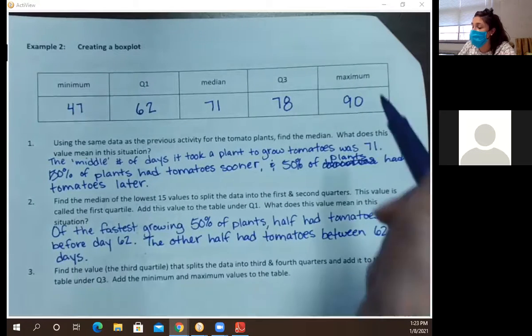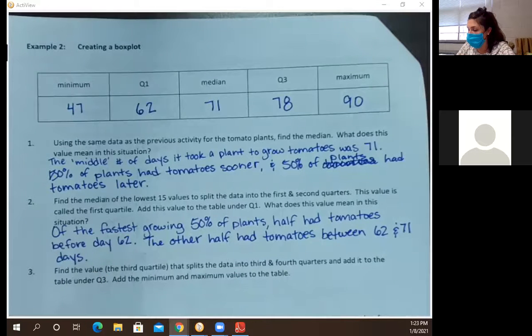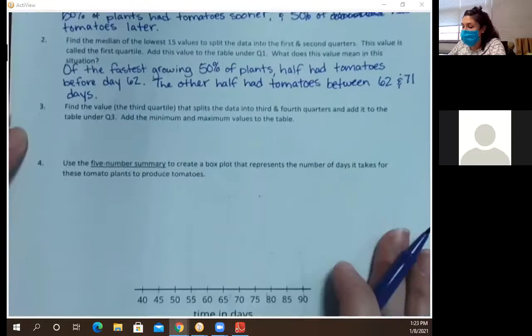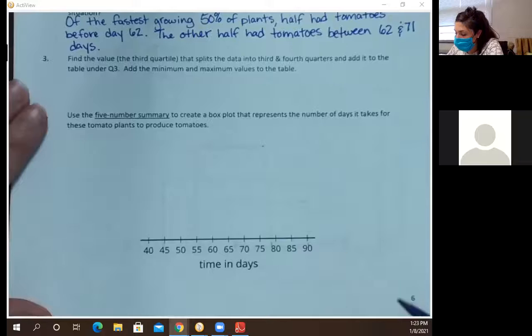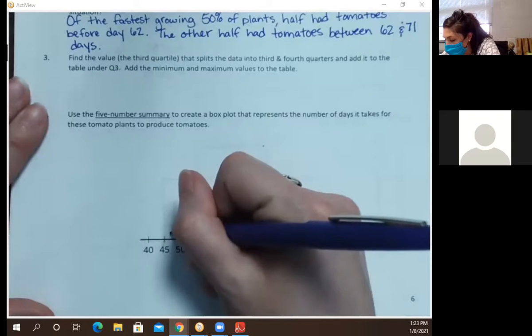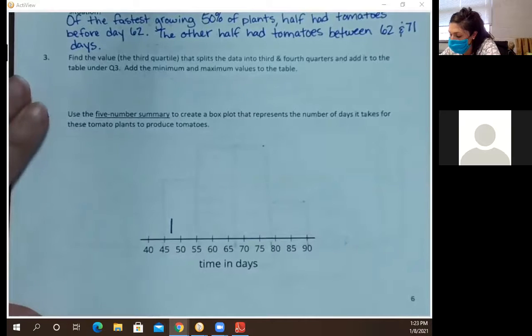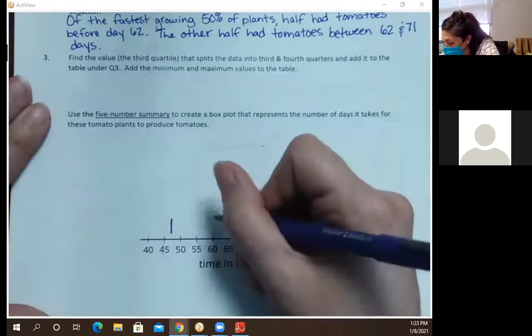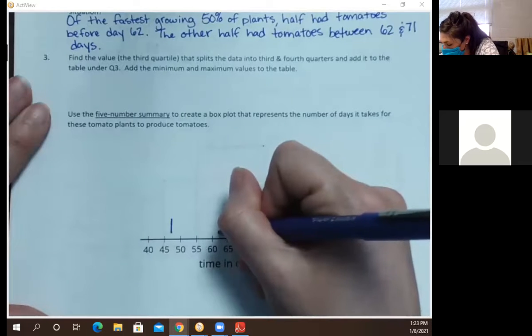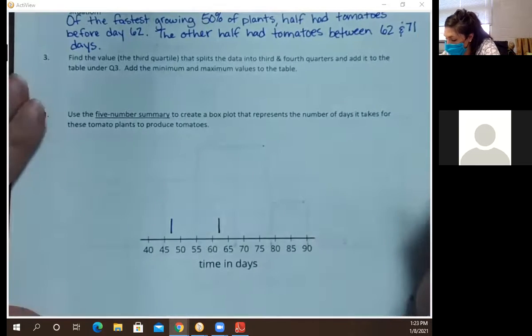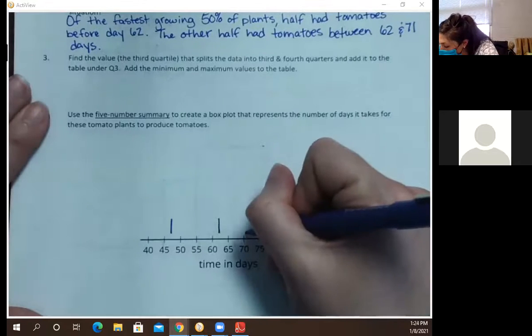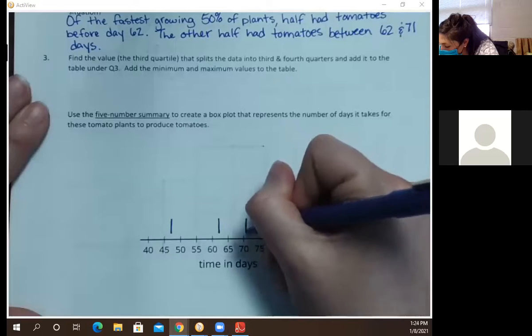So now let's go ahead and actually turn this into a box plot, okay? So my minimum value is 47. So I want to find 47, should be right about here, and I'm going to put a line there. And then I need Q1, that's 62. So I'm going to find about where I think 62 should be. I'm going to put a line there. And then my median is at 71. So I think that'll be about there. So I'm going to put a line there.